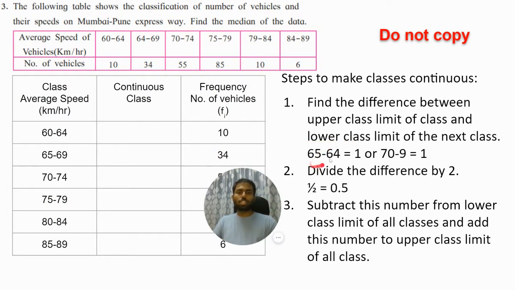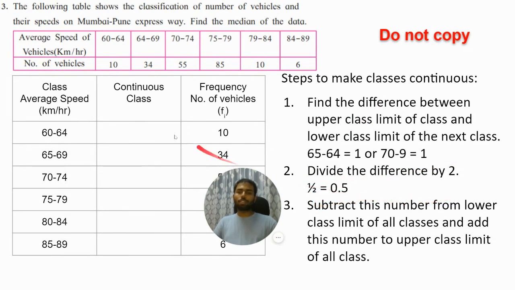So 65 minus 64 is 1, या फिर 70 minus 69 आएगा. Okay, there's a printing mistake here. It's not 9, 69 होगा. 70 minus 69 is also 1. So our difference is 1. Second step is divide the difference by 2. So 1 divided by 2, 0.5 हो गया.